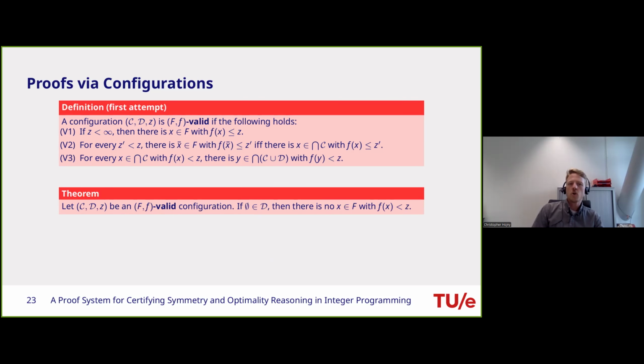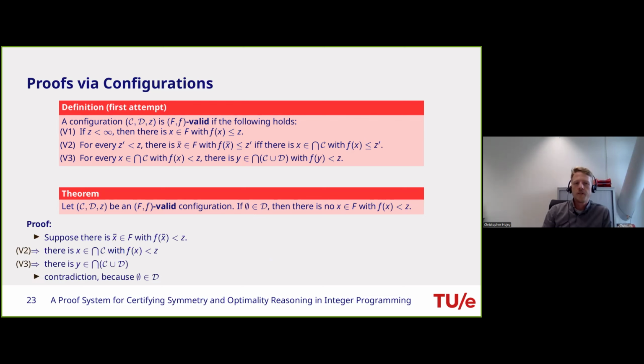In this definition, I called this configuration a first attempt because it is not very strong, as we will see in a minute. But let me show you what we can actually achieve with such a basic version of a proof system. Namely, if we are given such a configuration C, D, z that is F-valid, and we assume that the empty set is within the set of derived constraints, then I can prove that there is no solution x in the feasible region capital F that improves upon the objective value z. And this is in fact relatively easy. So suppose this was not the case. So there exists indeed a solution x bar in the feasible region that improves the objective.